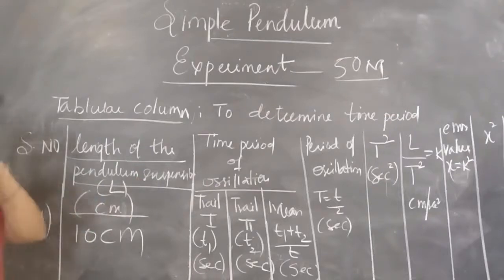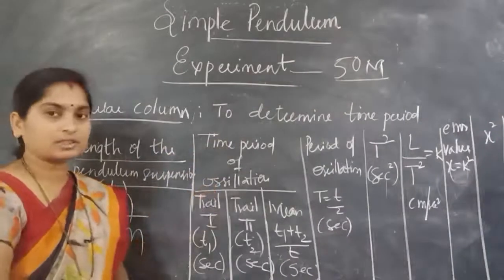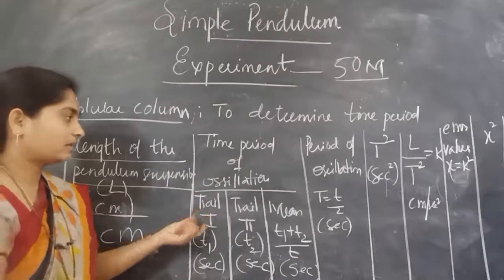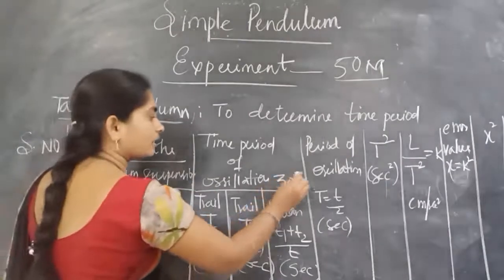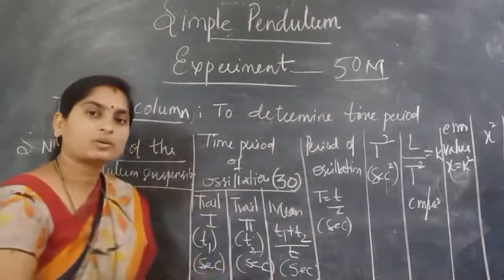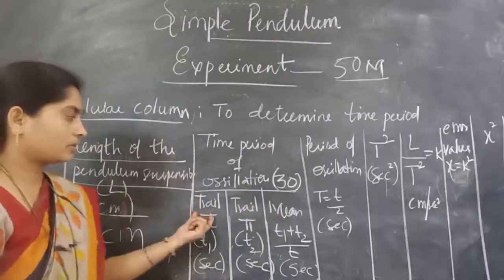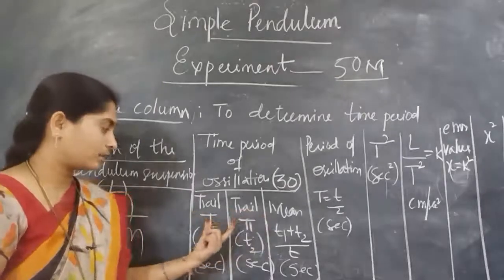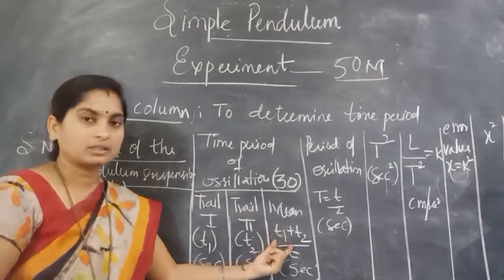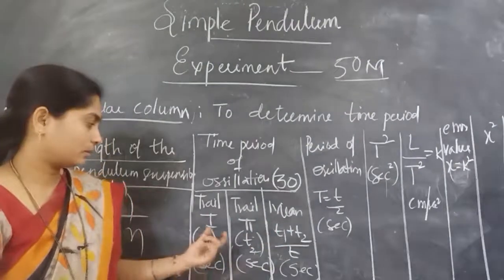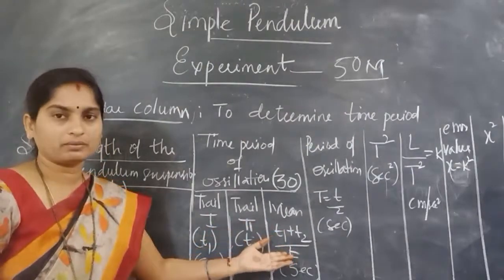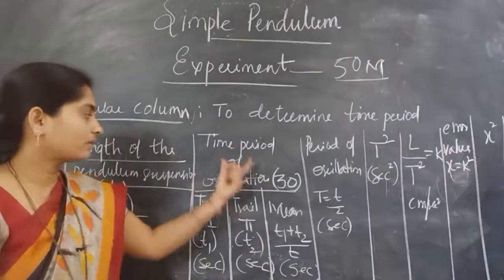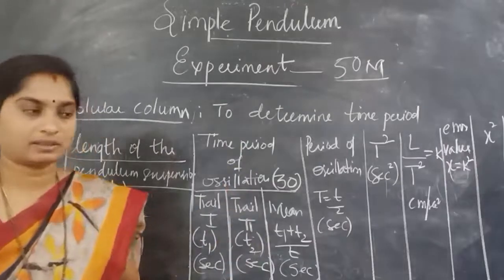Next, the time period of oscillation. Here you have the first trial. How many oscillations? 30 oscillations, 20 oscillations, or 10 you can also consider. First you do trial 1, next trial 2, and you take the mean of these two. For example, 20 plus 20 is 40, divided by 2 gives 20. So how do we calculate this? Let us see.